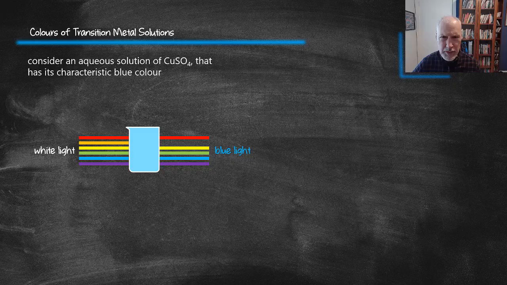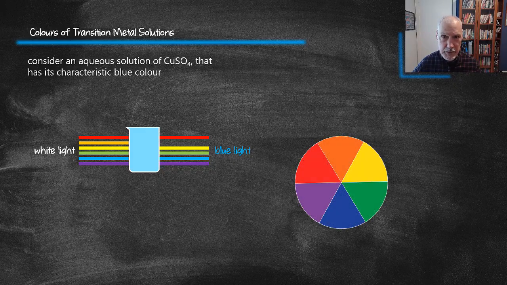How do we know that orange is the color that's removed? For that, we can consult the color wheel in our IB data booklet. Here I've provided the colors rather than the wavelengths. If the color of our solution appears blue, then the color opposite it is absorbed. So the copper sulfate solution absorbed orange.